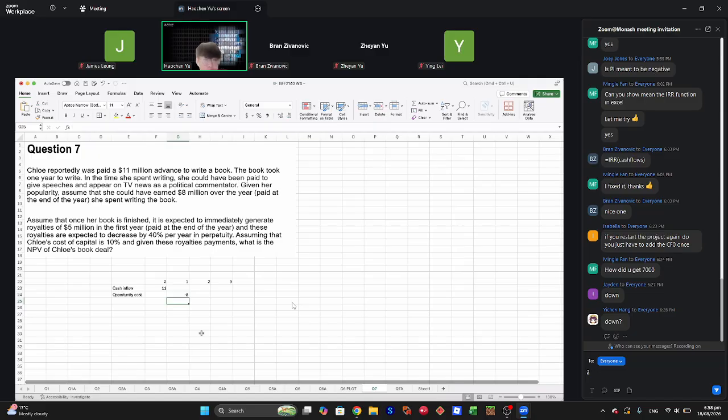It's the opportunity cost. It feels like a cash outflow. Even though she doesn't have to pay this 8 million, she cannot receive this 8 million because she wants to write the book. So it will become a cost.